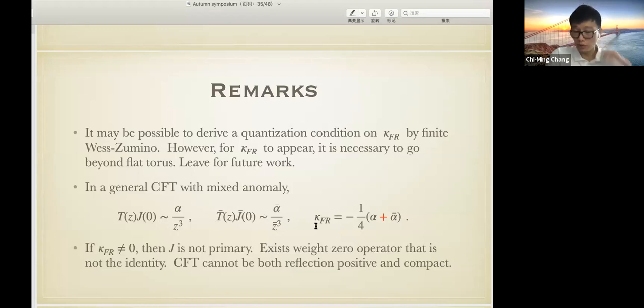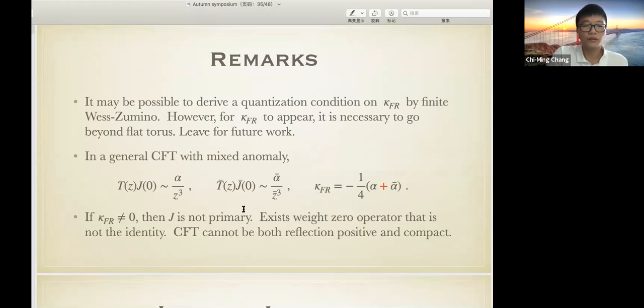But for the pure anomaly, for example pure U(1) and the pure gravitational anomaly, we get a difference between the left and right central charge, or the left level and right level. So far, of course this plus sign comes from direct computation, but we do not know any good explanation or how to make use of this plus sign.